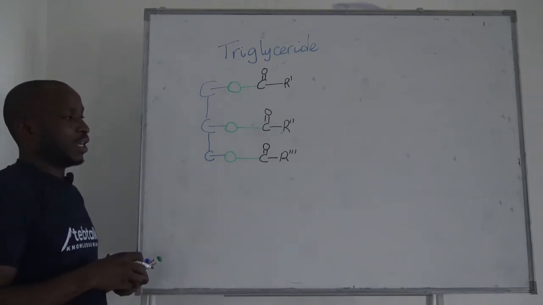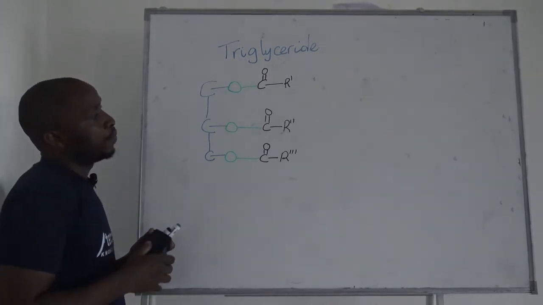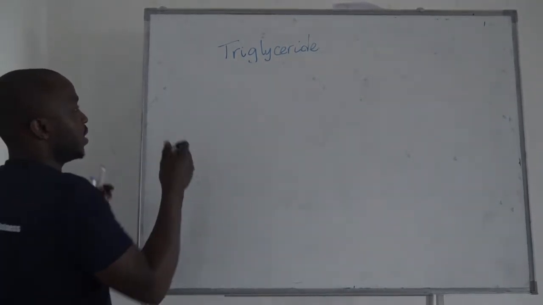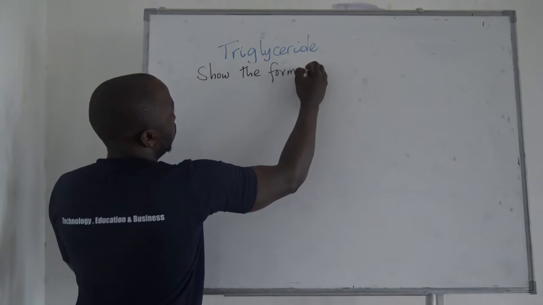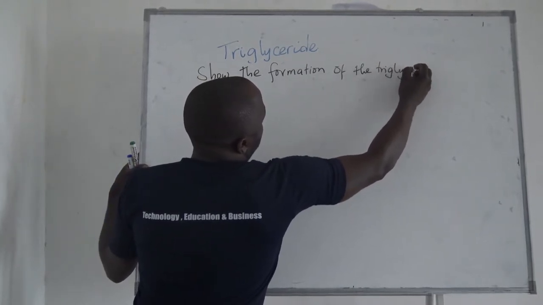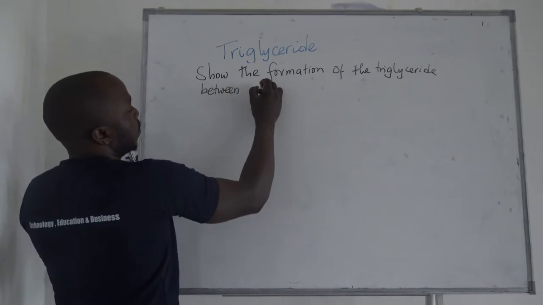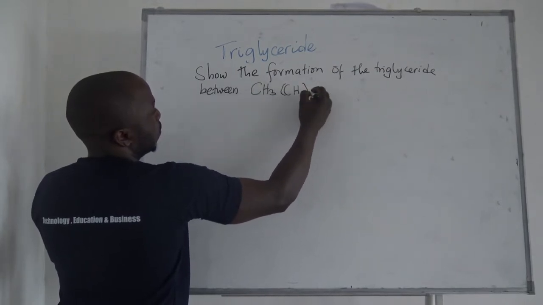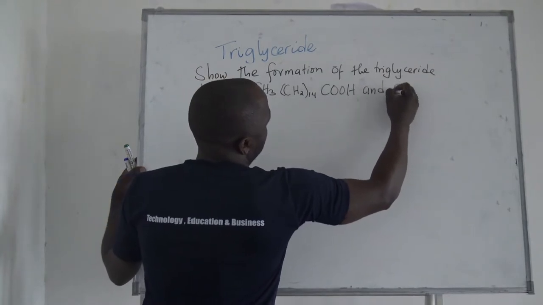So let's revisit a bit and see. If provided with fatty acids, how can a triglyceride be formed? So we take such a thing and show the formation of the triglyceride between this and this.